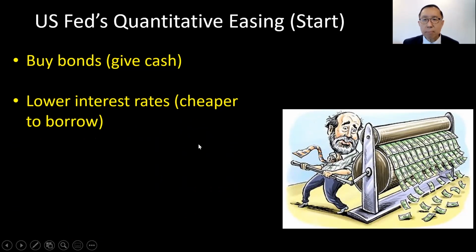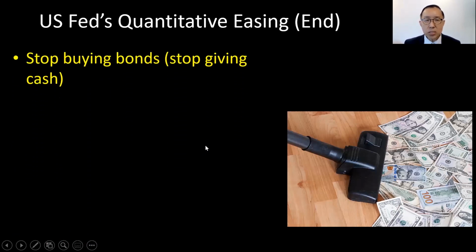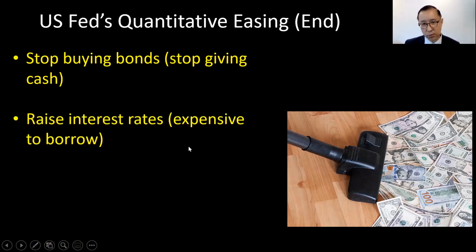But everything must come to an end. And QE must reverse. And reversing it means you stop buying bonds. When you stop buying bonds, you stop giving cash to the market. Number two, you have to slowly raise interest rates. And number three, all the bonds that you bought earlier in step one, you have to sell. So going forward, 2 steps. Going backward, 3 steps.